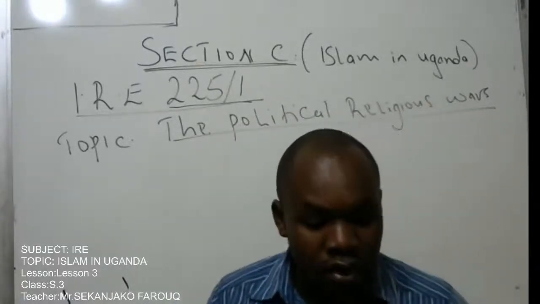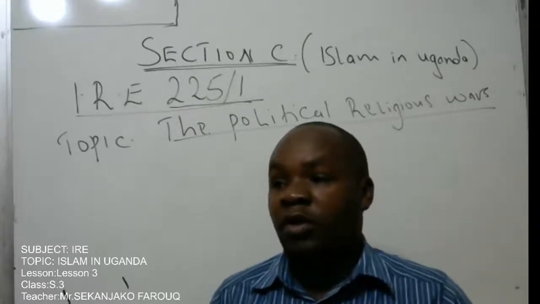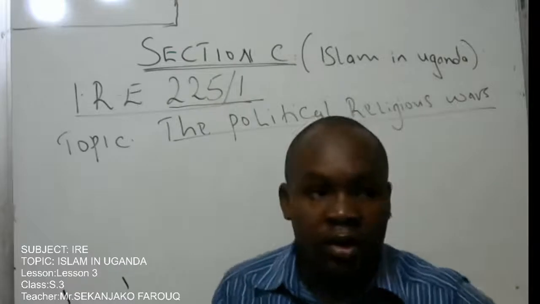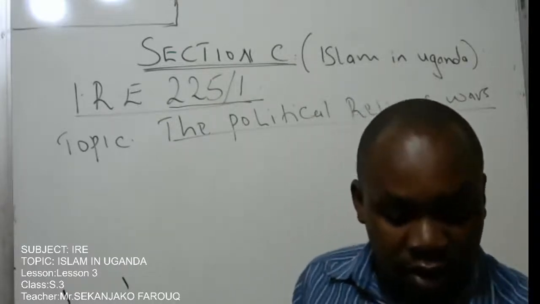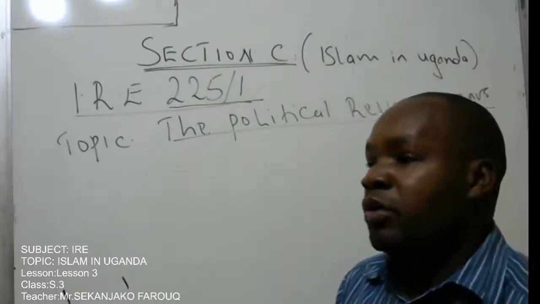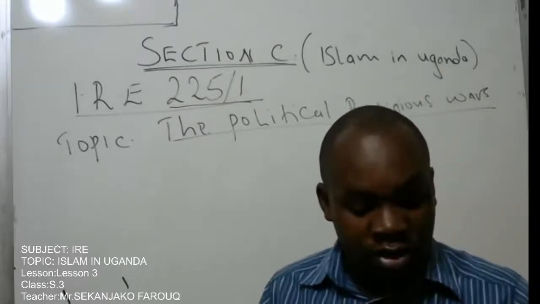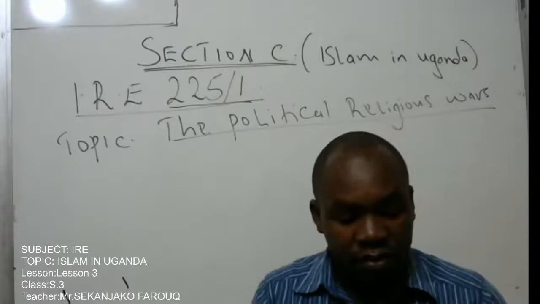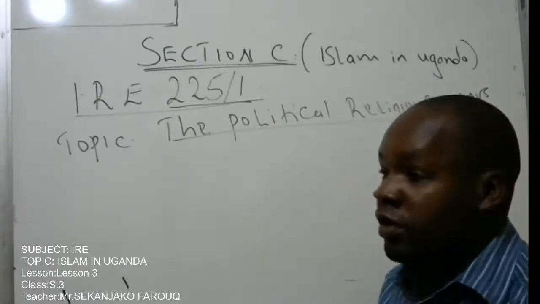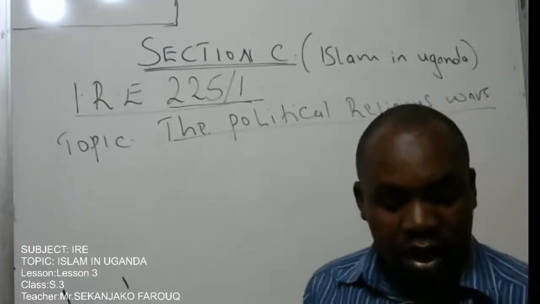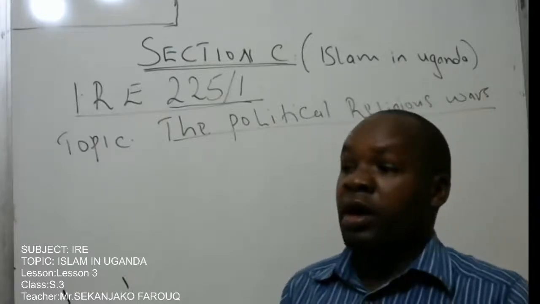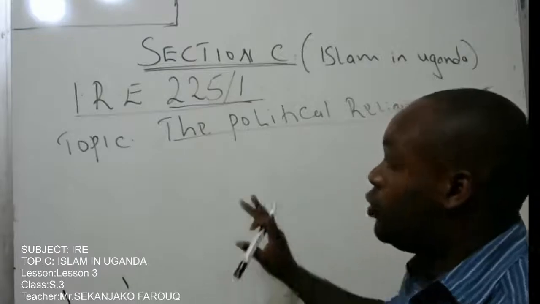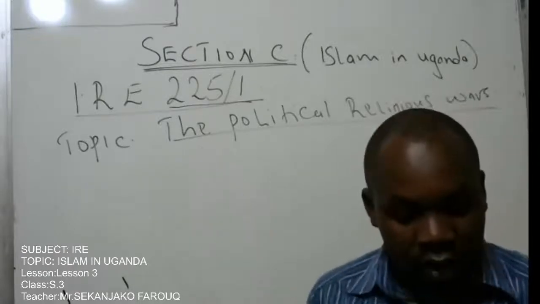Then 2, we look at the actual coming of Islam. First we look at pre-Islamic Uganda, then we look at the coming of Islam: how it came, the people who brought it, and the effects of its coming. Here we look at the factors that were responsible for the spread of Islam in Uganda and the challenges that these people faced in the spread of Islam in Uganda. I'm sure we have also covered that.